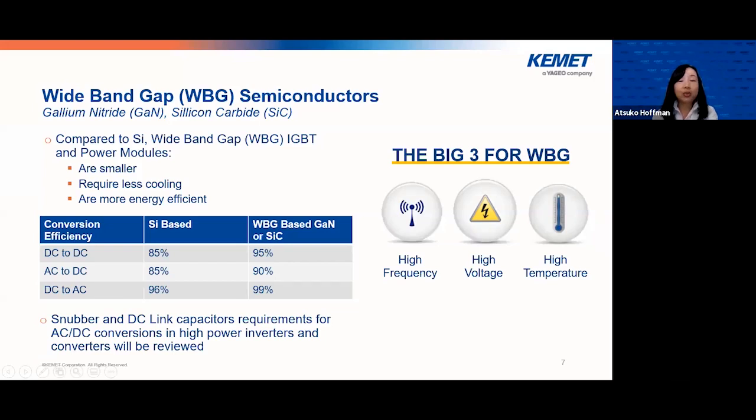So why should we use wide bandgap semiconductors? Because they allow the device to be smaller, require less cooling, and be more energy efficient. The higher power conversion efficiency is a big selling point for wide bandgap compared with traditional silicon-based converters, and you can get an efficiency gain of 3 to 10% depending on topology.